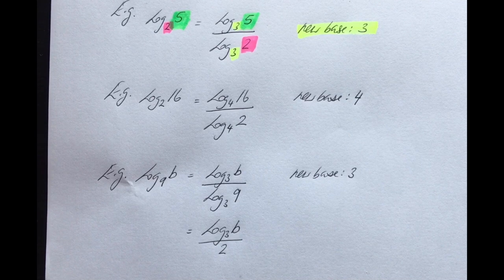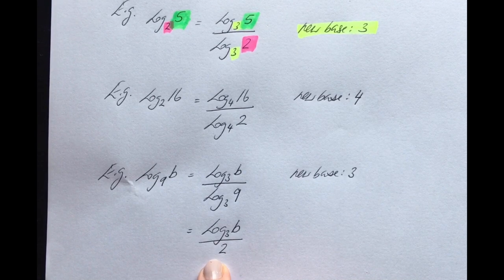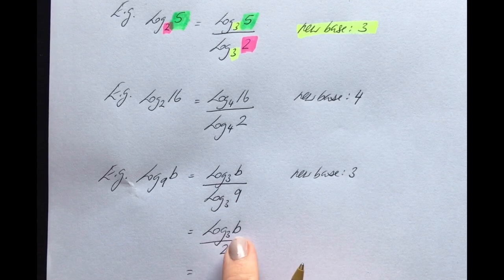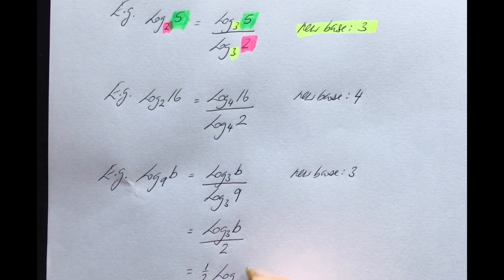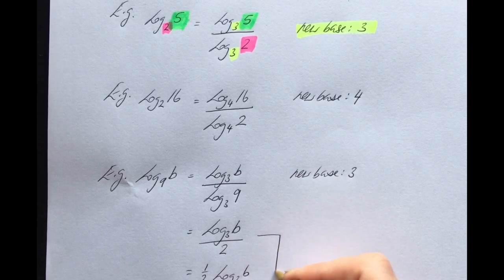So just to show you a few little things that might come in useful, another way of writing this is log b in the base 3 divided by 2, which is the same as a half of log b in the base 3. Okay, so that is equal to that.